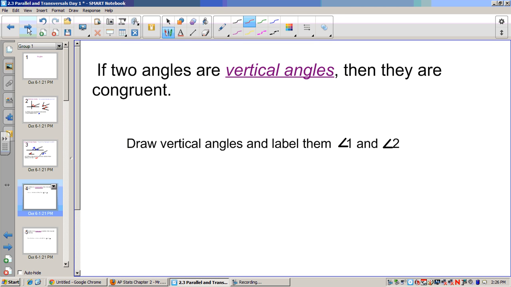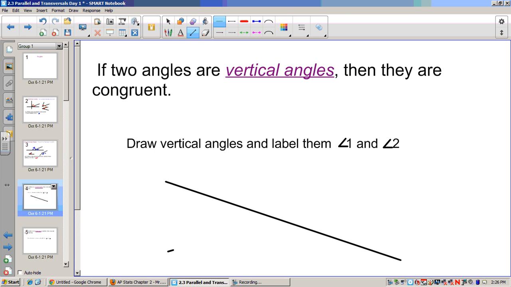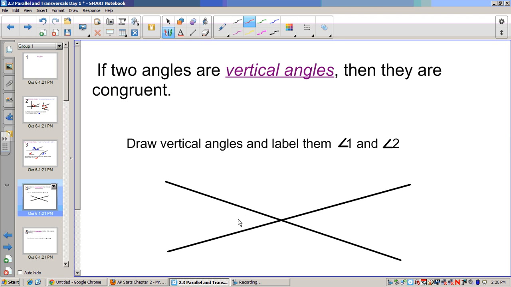Now we're going to learn about vertical angles. Vertical angles are angles that are created when two lines intersect. So we could say this is angle 1 and this is angle 2. These two are vertical angles. However, I could switch them to be like this, and we would call these two angles vertical angles.